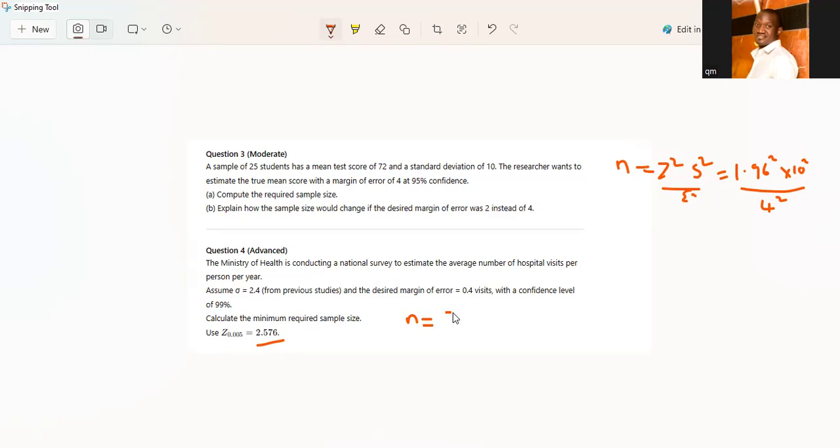So Z squared, sigma squared, over E squared. Our Z has been given there, 2.575 or 2.576. Our standard deviation is what? 2.4 squared. And our error is what? 0.4. Carry it together. The square, don't forget the square. Are we understanding the way the application is coming? Yes, sir.